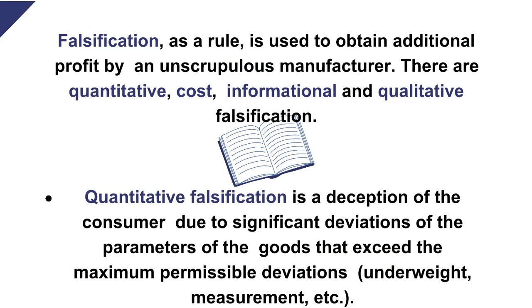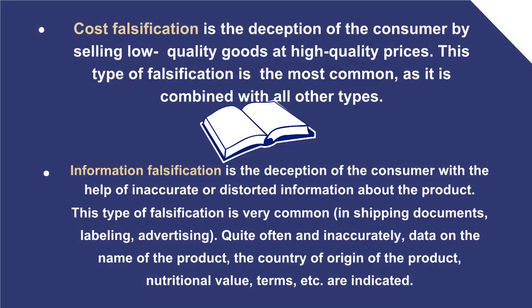Quantitative falsification is a deception of the consumer due to significant deviations of the parameters of the goods that exceed the maximum permissible deviations, underweight, mismeasurement, etc. Cost falsification is the deception of the consumer by selling low-quality goods at high-quality prices. This type of falsification is the most common, as it is combined with all other types.